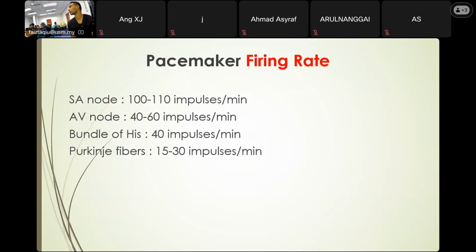But they will be suppressed by the SA node because the SA node is very dominant. The impulse will be suppressed because the SA node is dominant and it is the one that triggers the beat. But when the SA node is dysfunctional, then they will take over, because they play the role of a latent pacemaker. That's right. All right. Proceed.